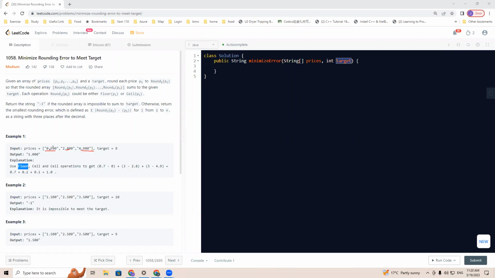We can round the 0.7 down to the floor, that is 0. The error for this one is 0.7 minus 0. And we can also round up this one, so the error for this number is 0.2. And we also round up this one to 5. So this is 3, this is 5, and this is 0, and the sum of the rounded values is 8.